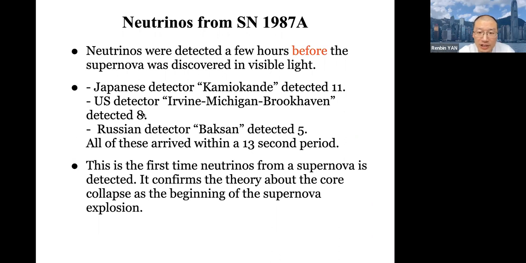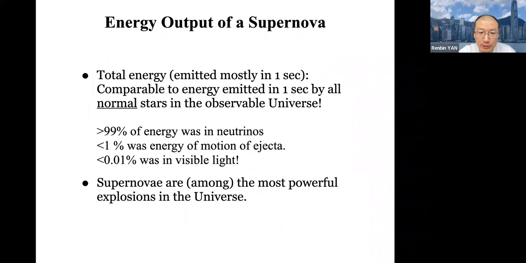There are several neutrino detectors in the world, and they all detected these neutrinos. A Japanese one, an American detector, and a Russian detector all detected neutrinos. In total, we detected about 24 neutrinos coming from a supernova. Previously, all the neutrinos we detected were coming from the sun. But this was the first time neutrinos from a supernova were detected. It confirms the theory about the core collapse as the beginning of a supernova explosion.